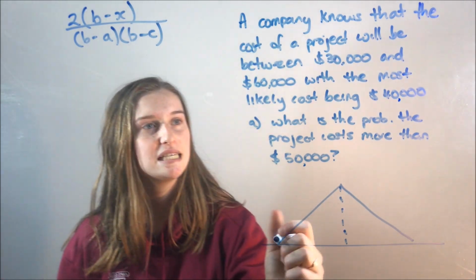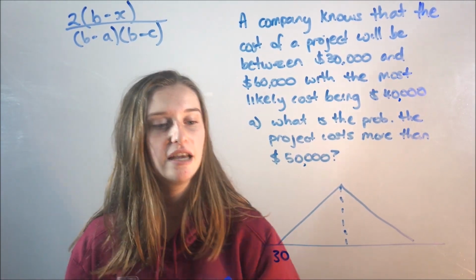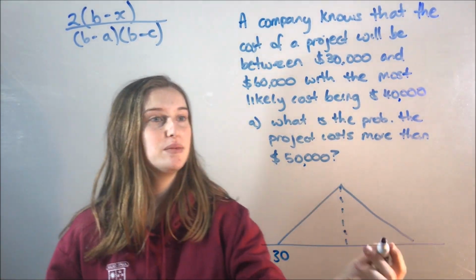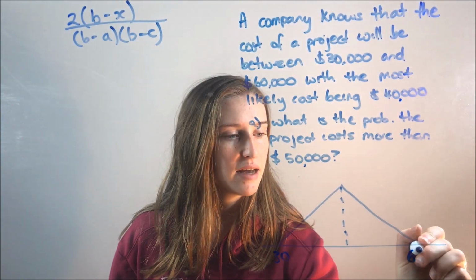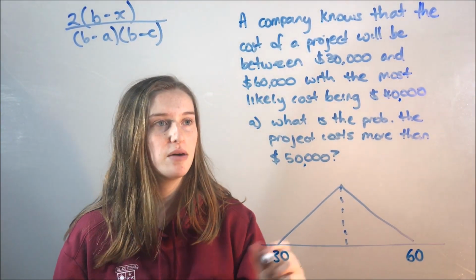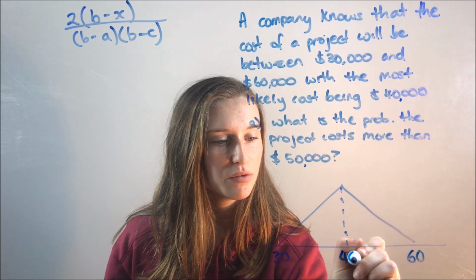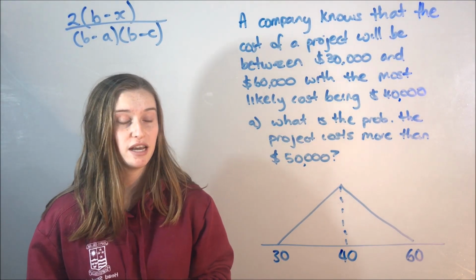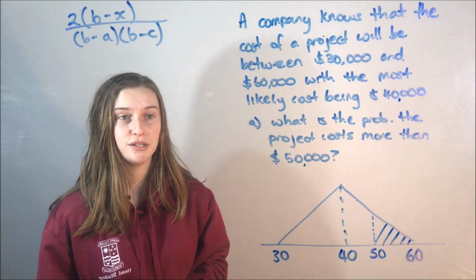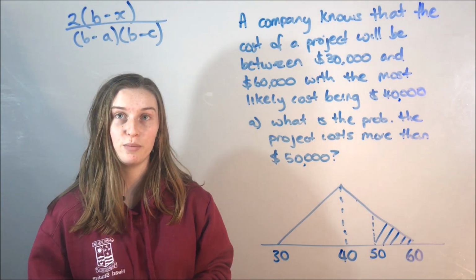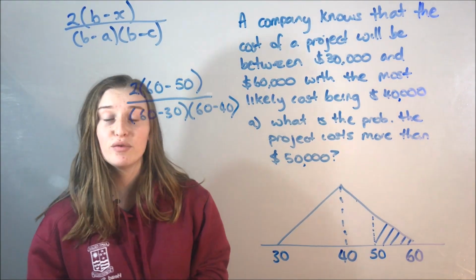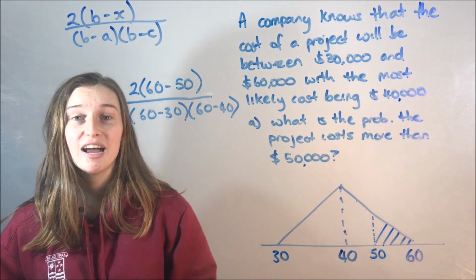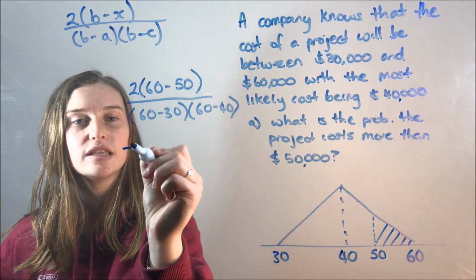The minimum number is 30,000, so 30. The maximum number is 60,000, so 60. And our most likely is 40,000, so 40. We want to find the probability that it's more than 50. Now what we want to do is pop those numbers into our formula. If we pop this into our calculator, we find out that the height is 1/30.